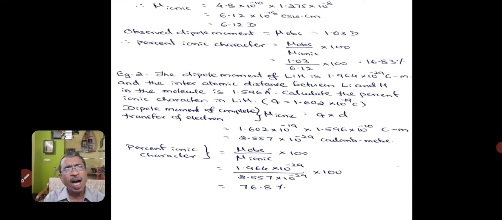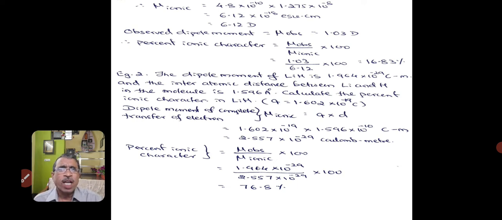Let us take another example. The dipole moment of lithium hydride is 1.964 into 10 raised to minus 29 Coulomb meter, and the interatomic distance between lithium and hydrogen in the molecule is 1.596 angstrom. Calculate the percent ionic character in lithium hydride. The charge Q is equal to 1.602 into 10 raised to minus 19 Coulomb.